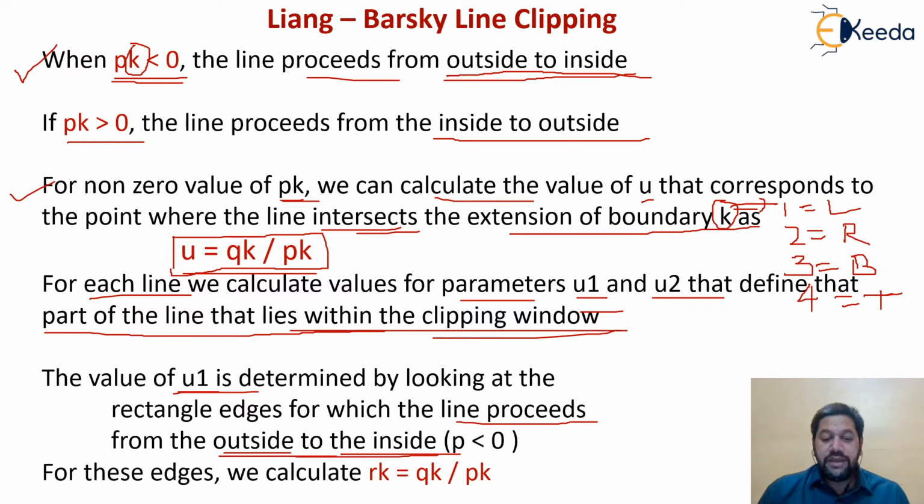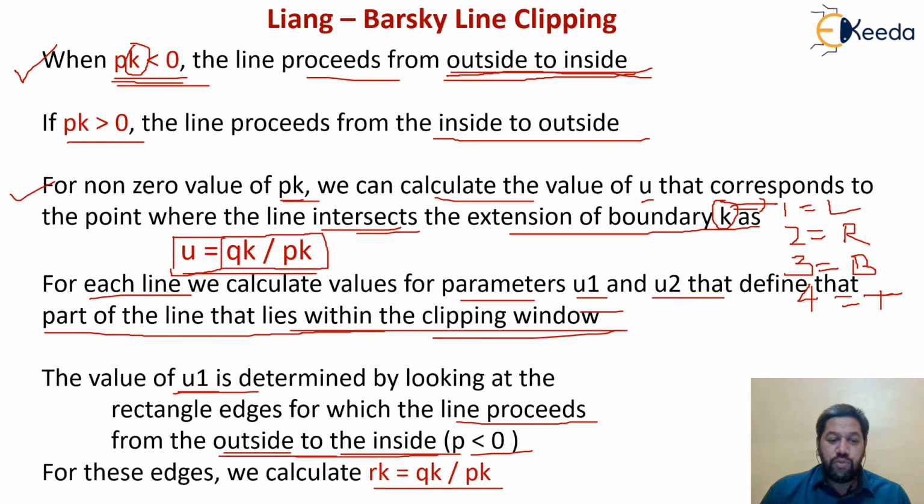So the value of p is less than 0. I think we have just seen here pk, where k indicates 1 or 2. So I just consider k, then p is less than 0. The line proceeds from outside to inside. And for these edges, we have to calculate rk is equal to qk divided by pk.